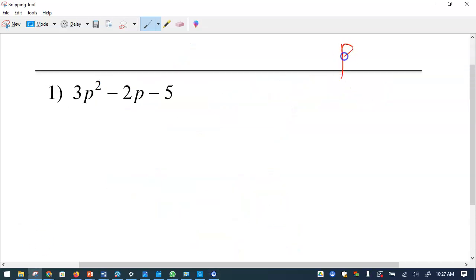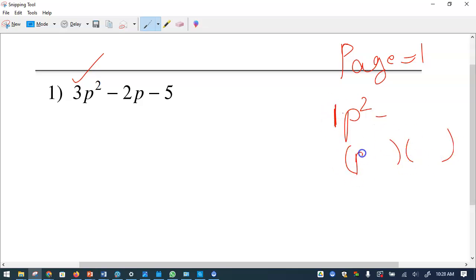If you go to page 1, the first page, what is the difference you see between the one that we did earlier and this one? You see there's a 3 here. It's not just regular p square. If it is 1 p square, then it becomes easy to put p and p and you can work it out. But if there is a 3 p square, this is a quadratic expression of the form ax square plus bx plus c, where the a, the coefficient of x square, is not 1. It is something different. So how do we go about doing this kind of problem?